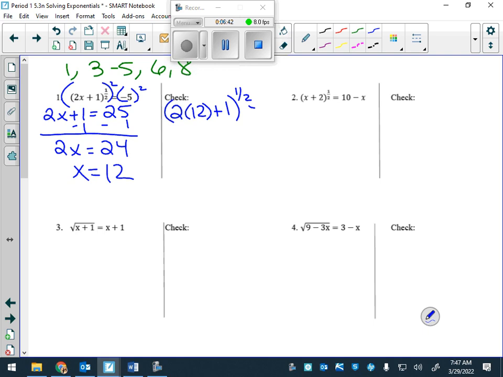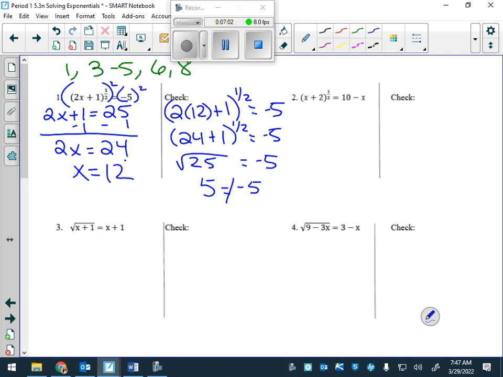Okay, so when I plug this back in to check, 2 times 12 plus 1 to the 1/2 is negative 5. 24 plus 1, and remember, 1/2 is what? The square root. Square root of 25 is 5 equal negative 5. Okay, so that's, I think, where the confusion comes in. Okay, when we're checking, you're only looking at the positive root. Okay, only looking at the positive root.